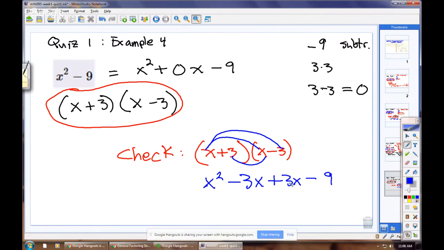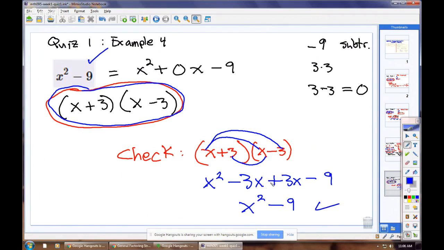Like terms happen to be in the middle. Negative 3x and a positive 3x is a 0x. So the answer does seem to be x squared minus 9. The check seems to be matching the original. And so, yep, I do have a factored form for that. Okay? Write down some work. Write down a check. I expect to see that anytime you take a test or a quiz, and I do expect you to do that on the homework too.